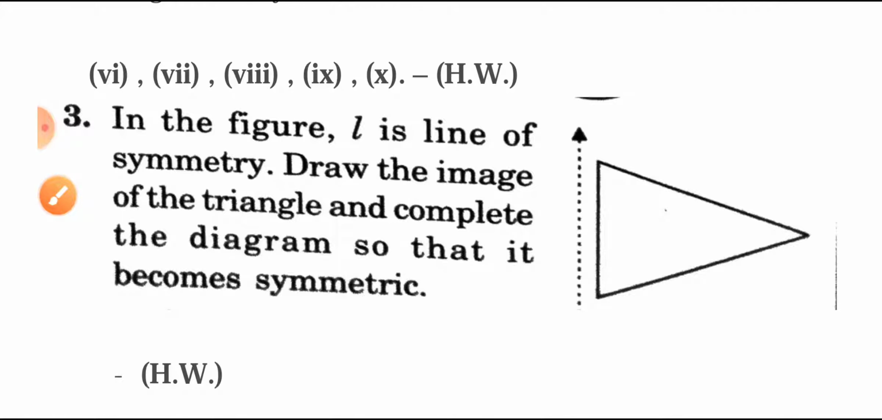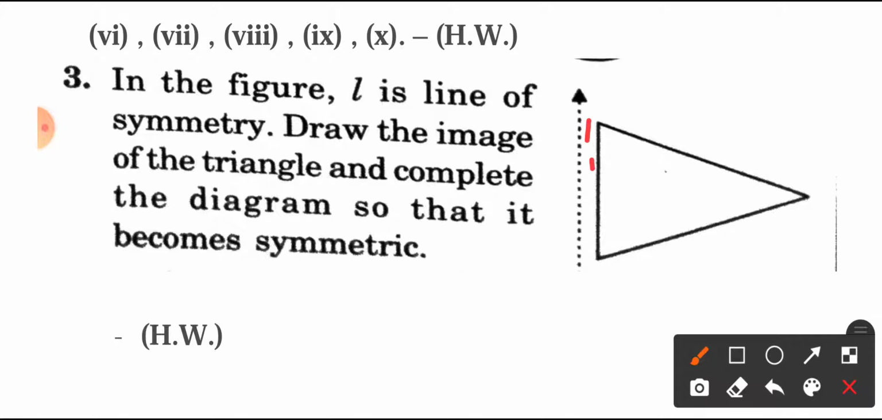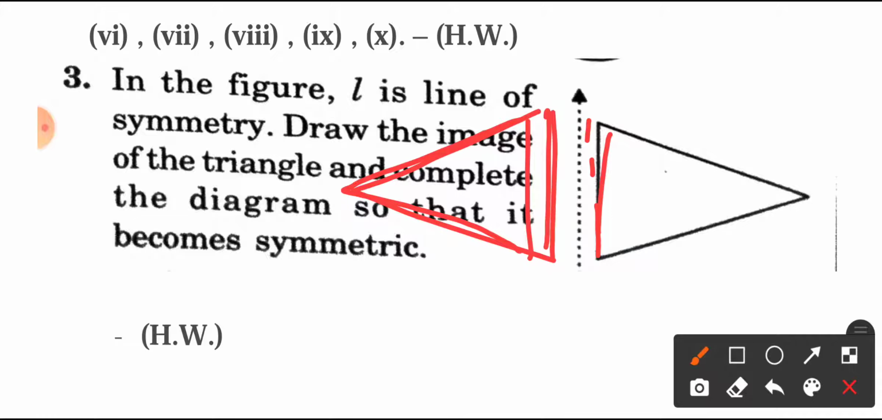Then question number 3, in the figure L is the line of symmetry. Draw the image of the triangle and complete the diagram so that it becomes symmetric. What we have to do: it is given its mirror line, so we have to draw its image. As it is the object, the image will be like this, in this way. So this is the answer of question number 3.